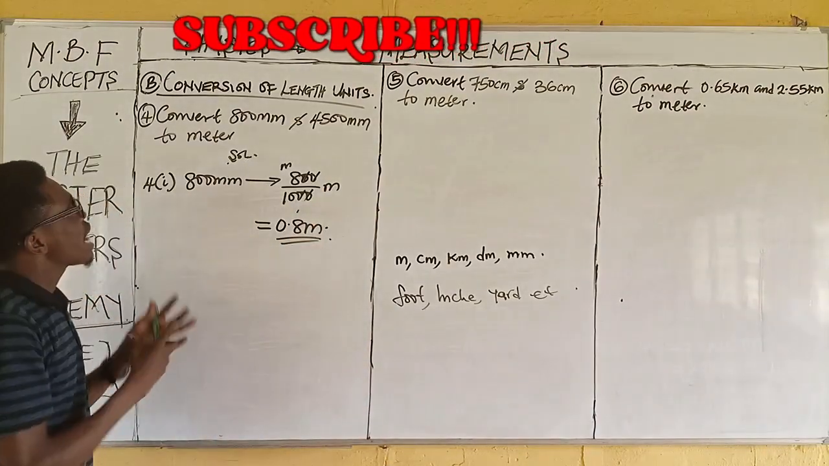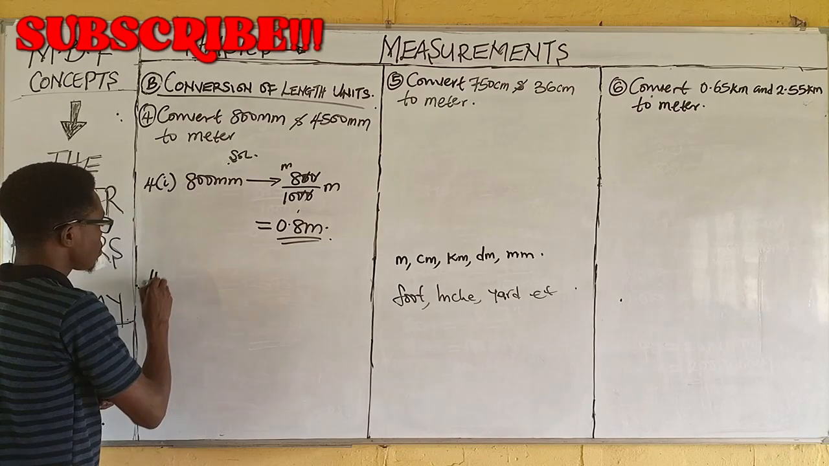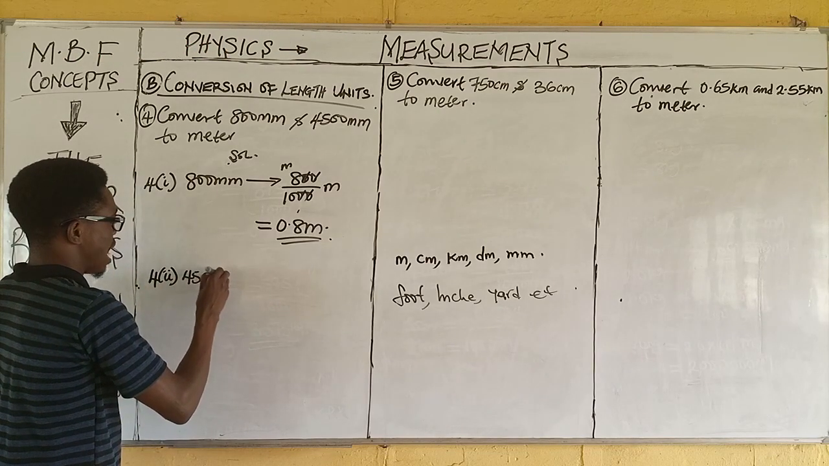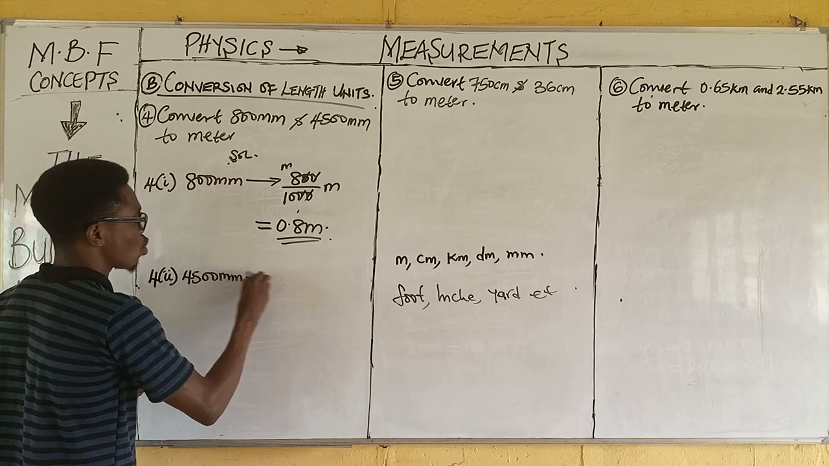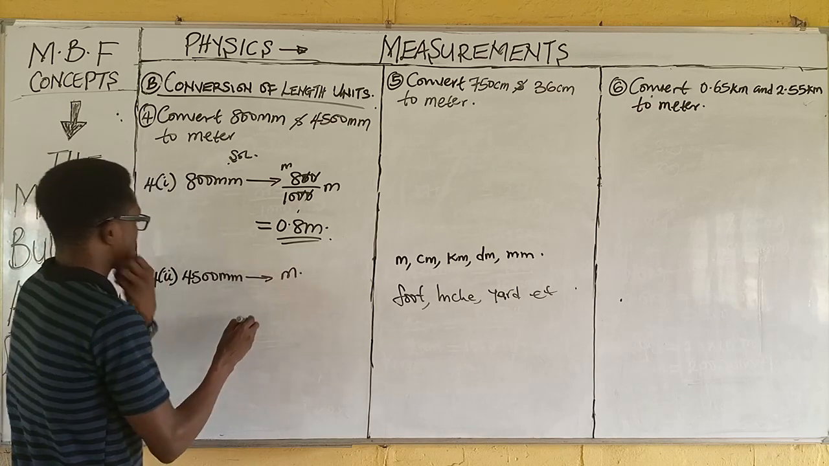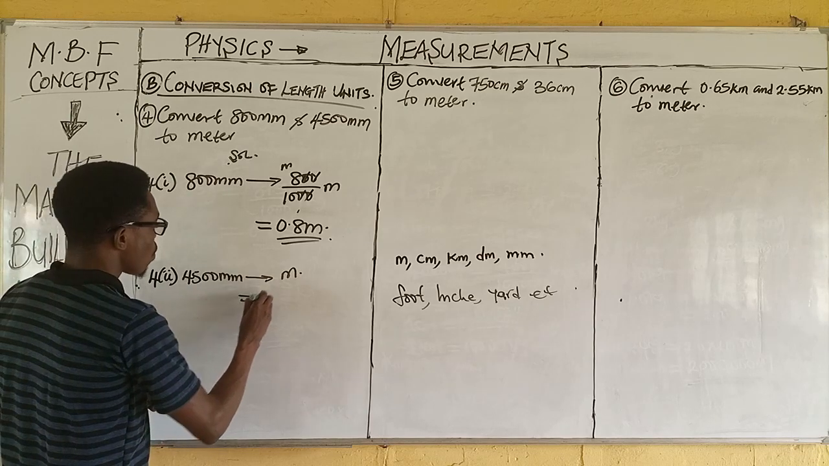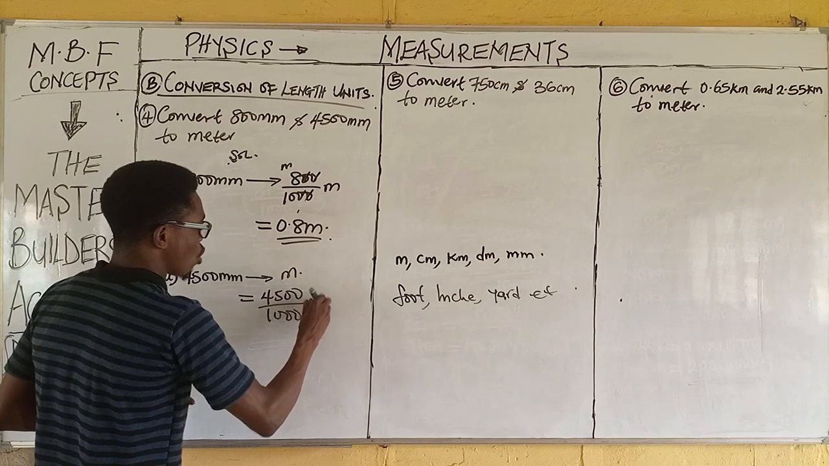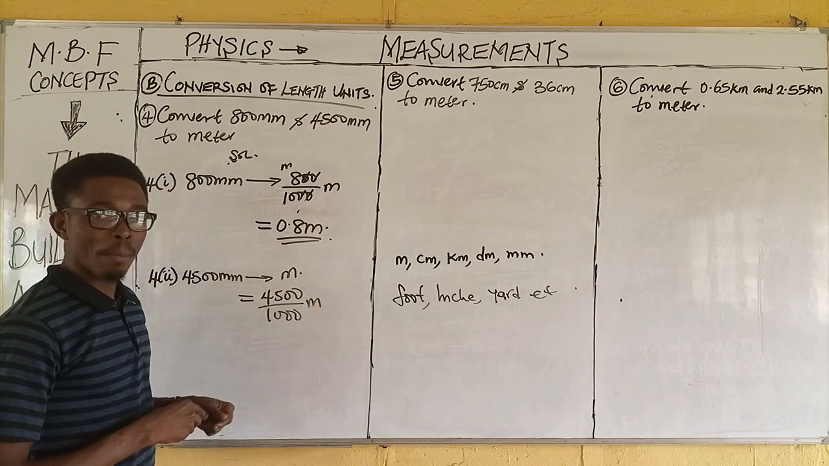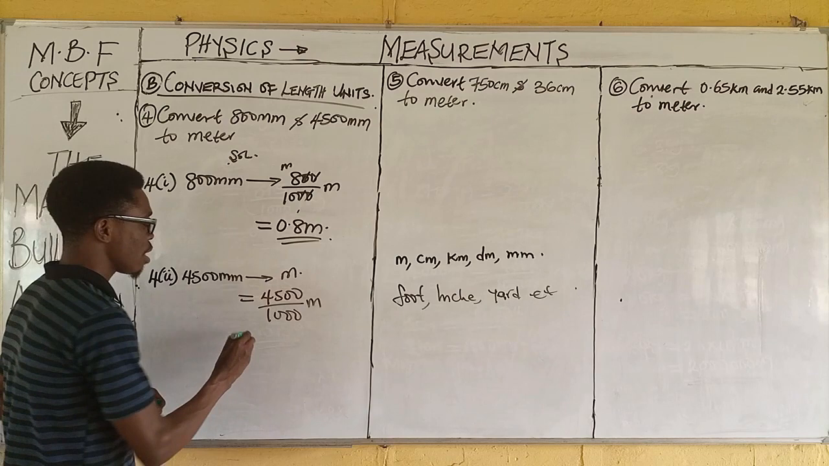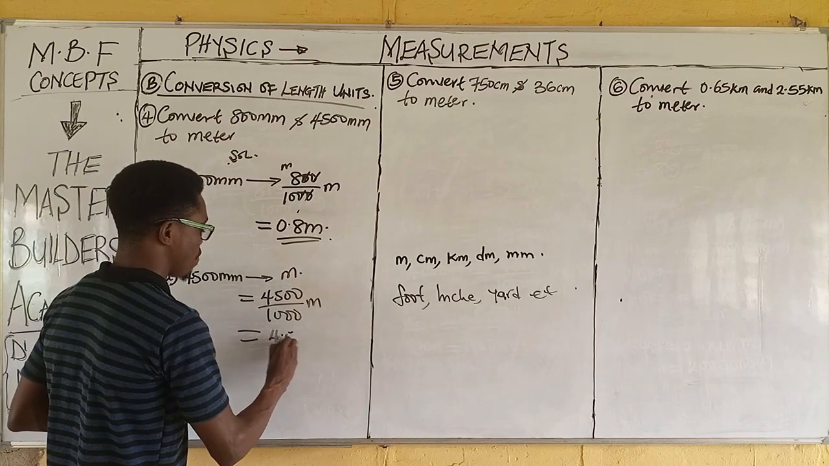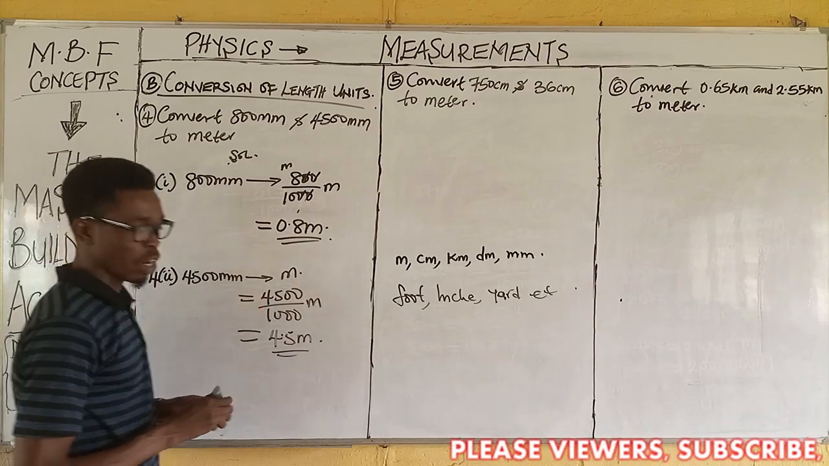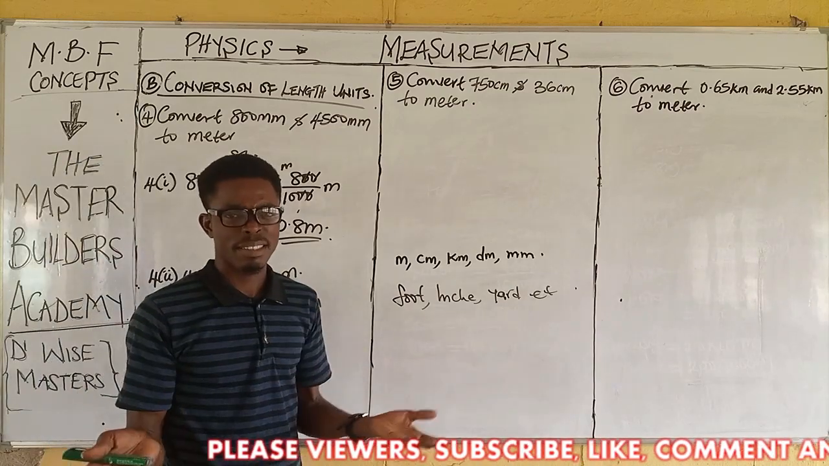Now let's go. We have 4 I, and that is 4,500 mm. And we are asked to convert this to meter. So what do we do? We are going to have 4,500 divided by 1,000, since we are converting millimeters to meter. Now when we divide this, it gives us 4.5 meters. Zero cancels zero, zero cancels zero. Let's see the decimal point once. It's as simple as this.